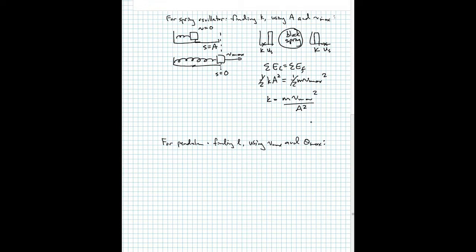So for the pendulum, we're going to try to find the length using the maximum speed and the maximum theta. So if I'm pulling it back some angle theta max, string of length L. If this is the maximum angle, that means it's not moving there. And then I let it go, and it swings through that angle and has some velocity Vmax. If we know this and we know that, we're trying to find L.